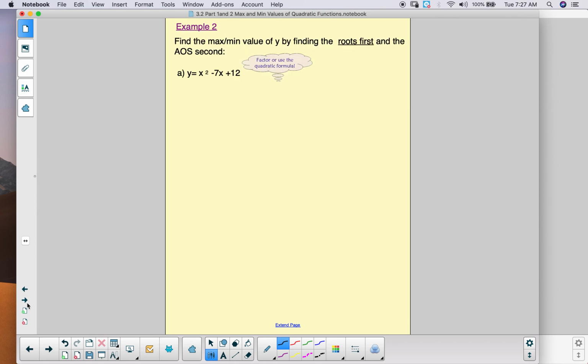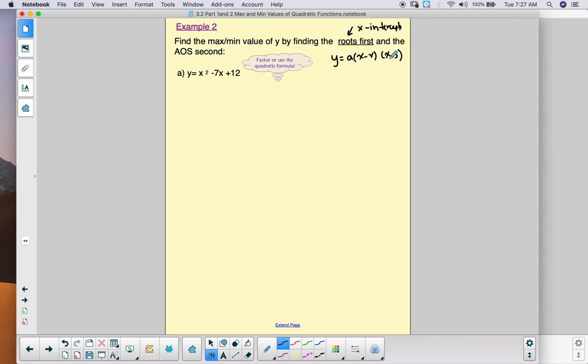We're going to go to an example where you have to find the maximum or minimum value of y by finding the roots and then the axis of symmetry next. Okay, so let's try to find the roots. When you find the roots, it means to find the x-intercepts, right? So if you have it in the factored form, y is equal to a(x - r)(x - s), r and s are the roots or the x-intercepts.